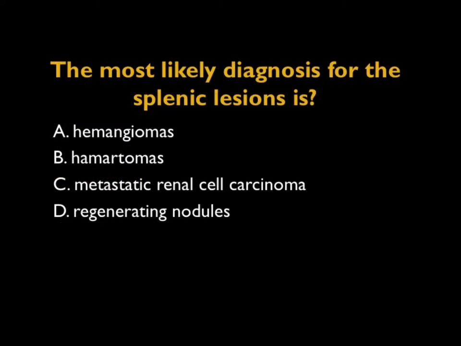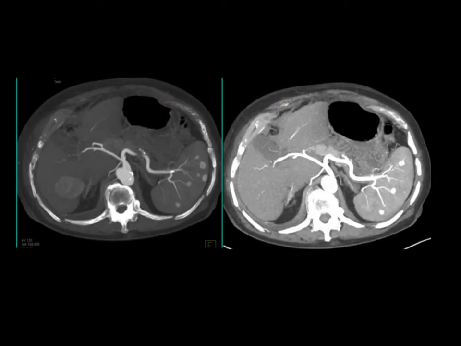This is a great case. I always talk about incidental splenic lesions. What could they be? On the MIP imaging and the volume rendering, you have numerous vascular lesions in the spleen. The classic cause of a vascular splenic lesion is going to be splenic hemangiomas. Yes, it could be hamartomas, but they're usually not multiple. It could be metastatic renal cell.